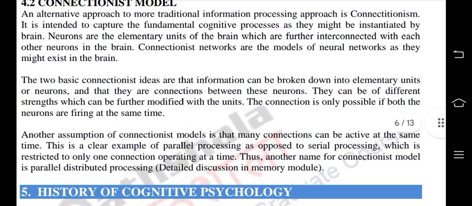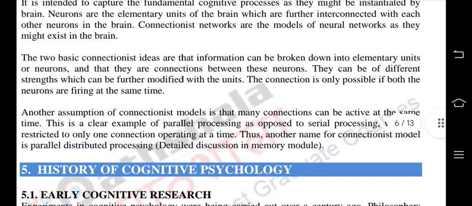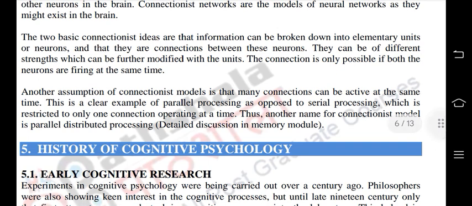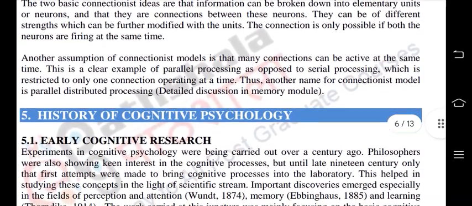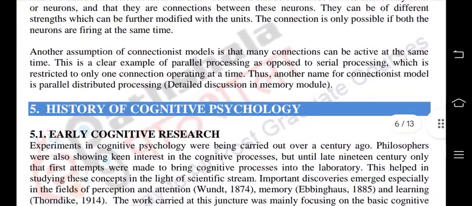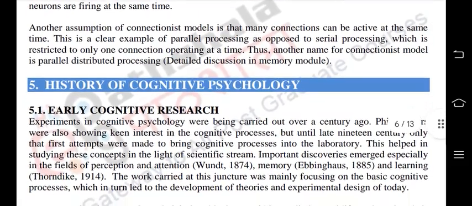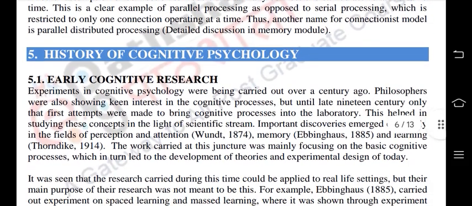The connection is only possible if both the neurons are firing at the same time. Another assumption of connectionist models is that many connections can be active at the same time. It is a clear example of parallel processing as opposed to serial processing, which is restricted to only one connection operating at a time. Thus, another name of the connectionist model is parallel distributed processing. Detailed discussion in memory module.